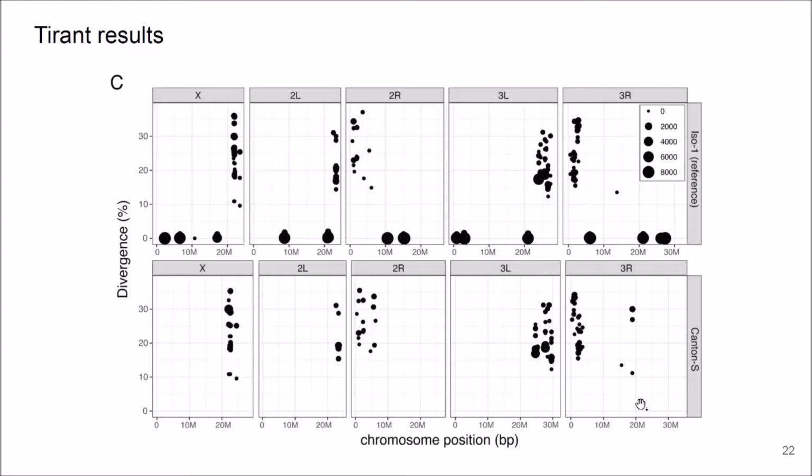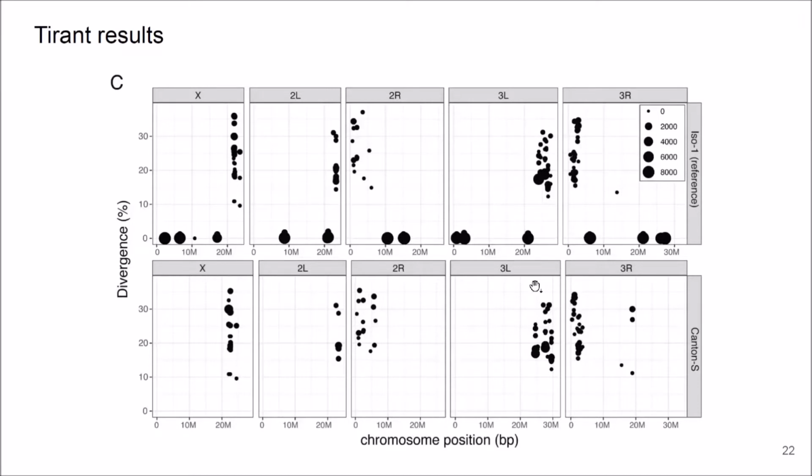And what we can see in Canton S is that the only types of Tirant insertions that we have are very diverged, at least over 10%, and they are only found at the ends of chromosome arms, or mostly, which is generally believed to be heterochromatic regions.